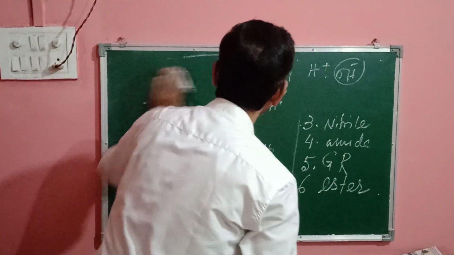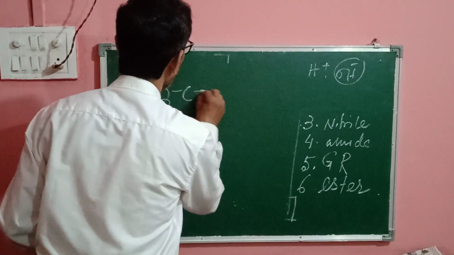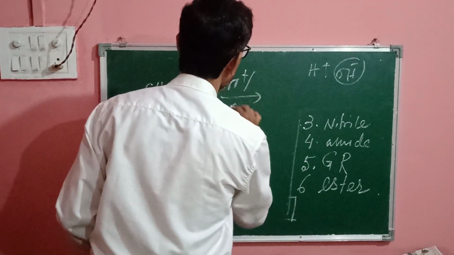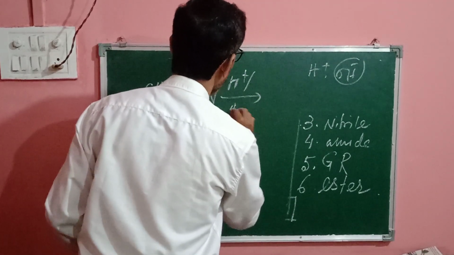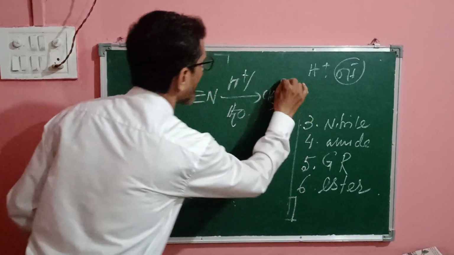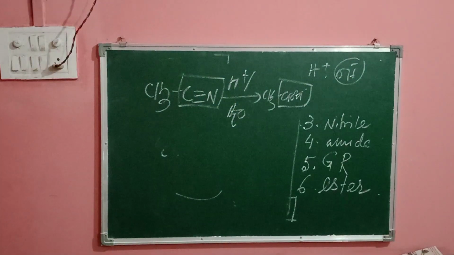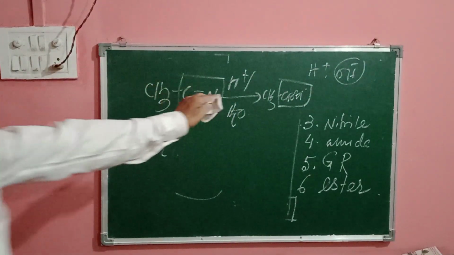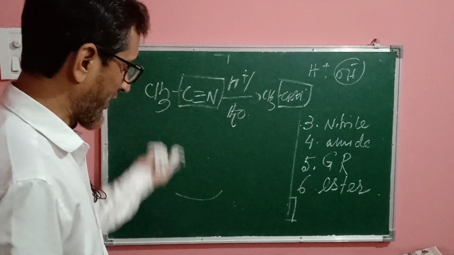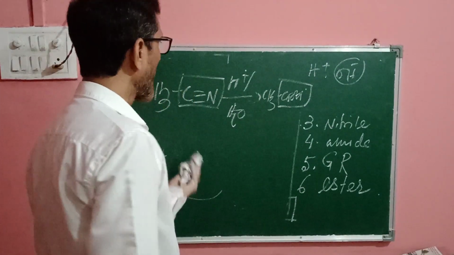Otherwise, the method is CH3, C triple bond N on acid hydrolysis gives you CH3 COOH. The CN functional group converts to COOH when it is acid hydrolyzed, and the way it is converted from CN to COOH I have shown a bit earlier.